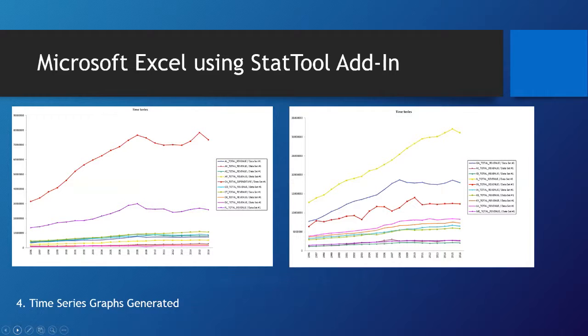In this slide, you'll see the first 2 time series graphs we were able to generate using the StatTool add-in in Microsoft Excel. If you look at the first time series graph, you'll notice there are 2 lines, the red and the blue, that are a little bit higher than the other lines. These are representative of the 2 states, California and Florida, and it makes sense that they'd have more total revenue since they have a higher population.